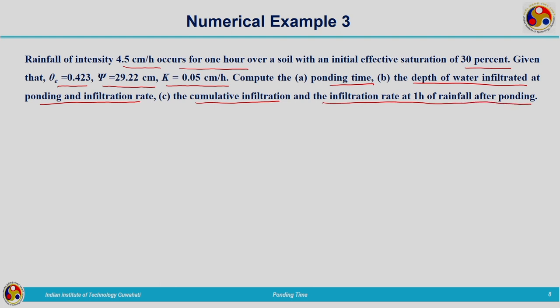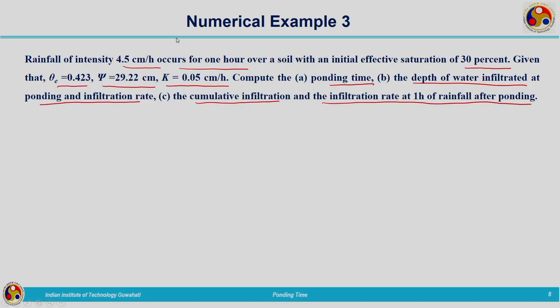So we need to calculate three components. That is, first one is ponding time, second one is depth of water infiltrated at ponding and infiltration rate, and third part is cumulative infiltration and infiltration rate after 1 hour of rainfall. So we need to check this 1 hour, within 1 hour whether the ponding is occurring or not.